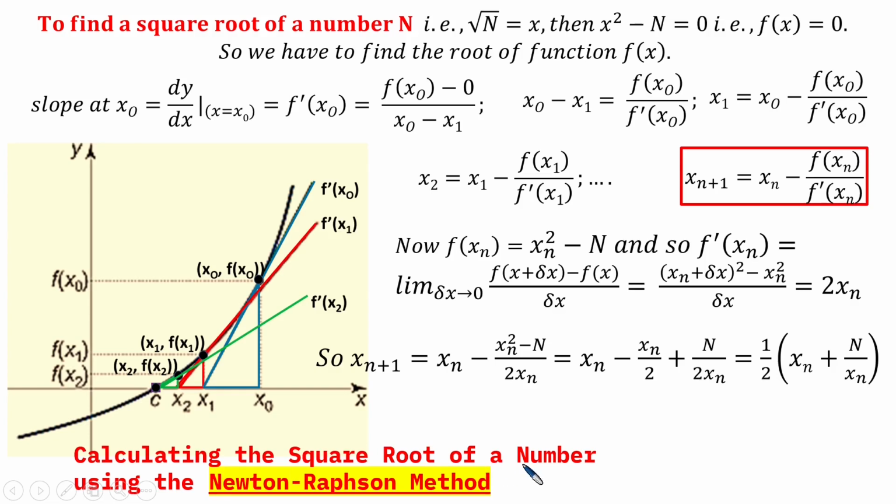So, calculating the square root of a number using the Newton-Raphson method. This is the Newton-Raphson method which I have described, and the formula is xn plus 1 is equal to half of xn plus n by xn. This is the formula. So let us see how to calculate for one particular example.